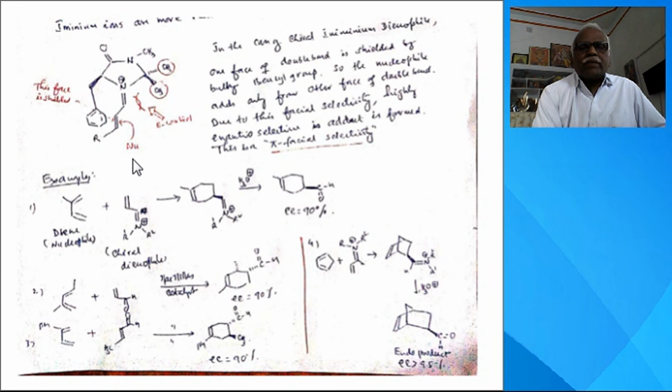Therefore, the nucleophile. What is the nucleophile here? This type of nucleophile, the diene, enters freely from this side, thereby giving only one enantiomer. Take, for example, this diene treated with this iminium ion. Because of this, what happens? It will enter from above the plane, and on hydrolysis you get this aldehyde group above the plane.